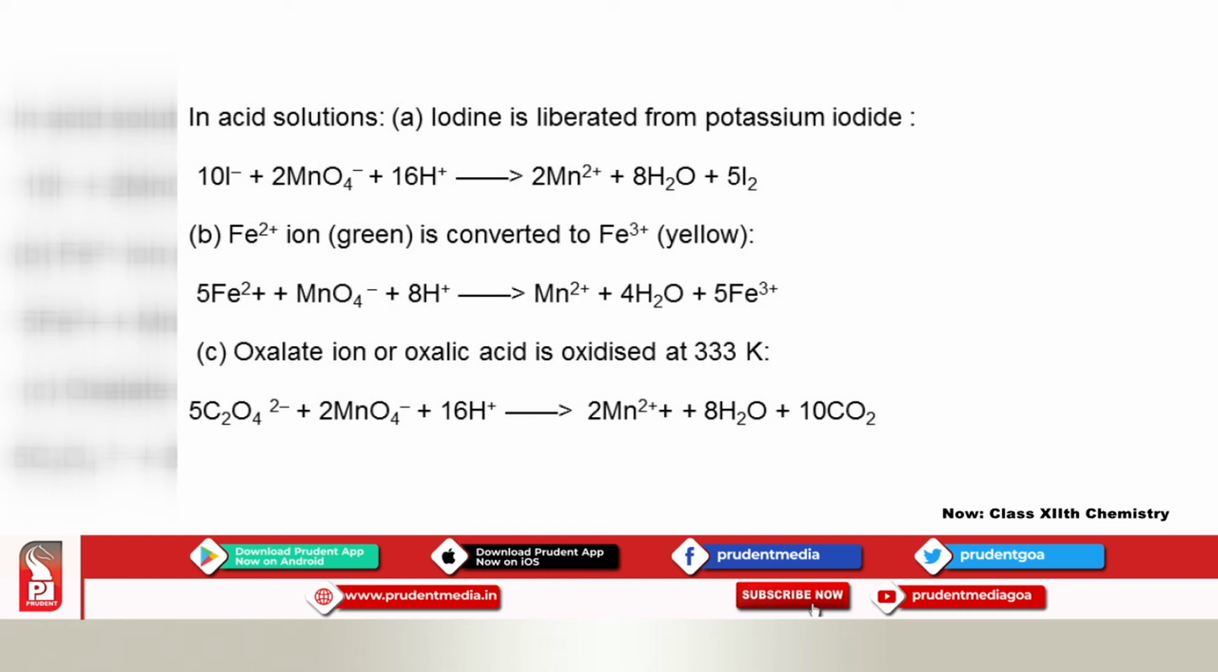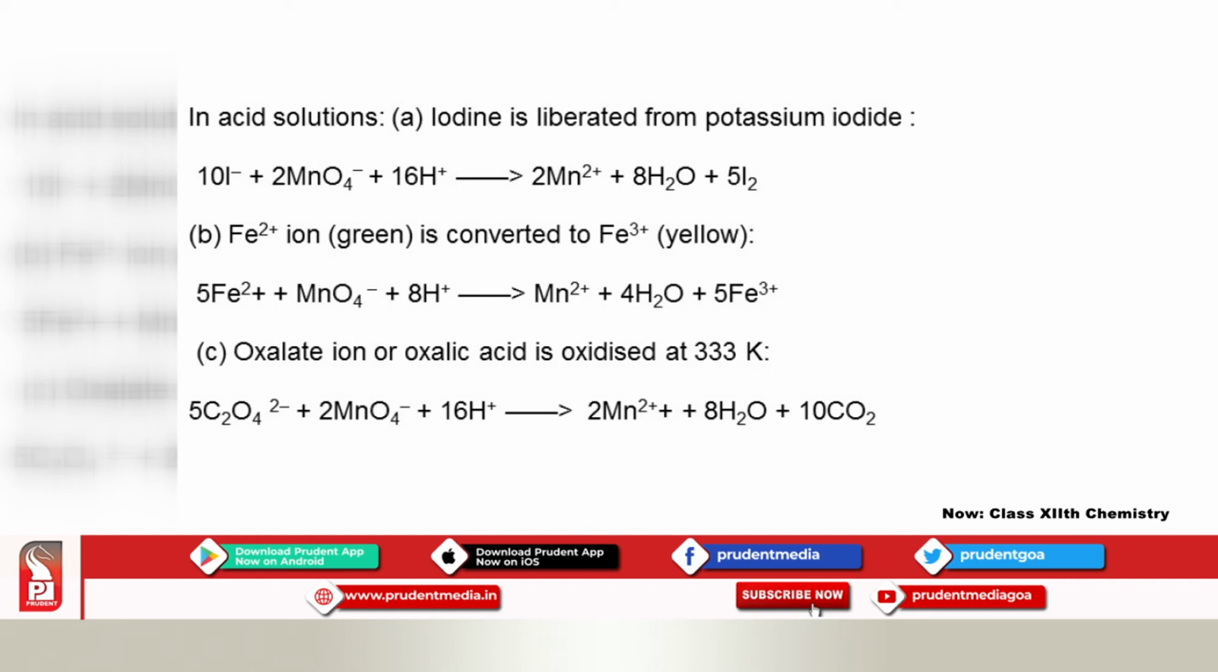And the second one, ferrous to ferric. Ferrous is green in color and ferric is yellow in color. Fe2+ with MnO4- in acidic condition with 8H+ gives you Mn2+, water and 5 times ferric, that is Fe3+. And see the third one, oxalate ion or oxalic acid is oxidized at 333 Kelvin. See, this temperature is maintained. Oxalate C2O4 2-, MnO4-, here also you have to use acids. It gives Mn2+, 8H2O plus 10 times carbon dioxide.